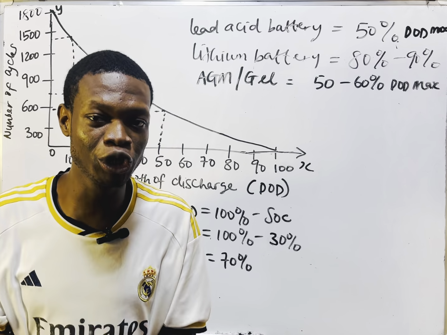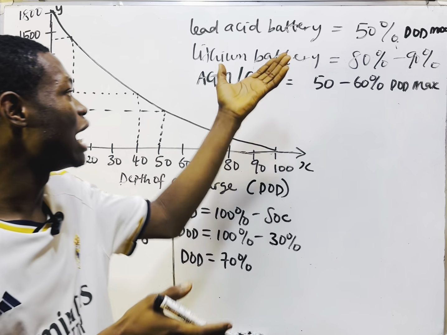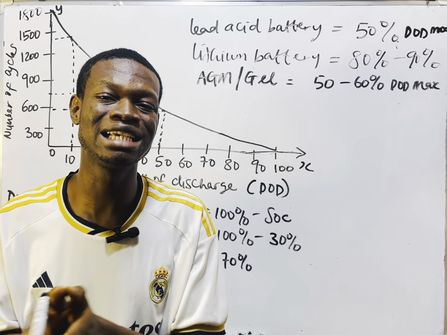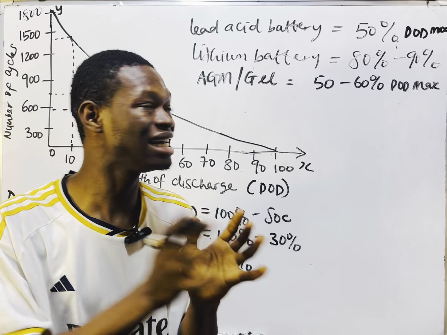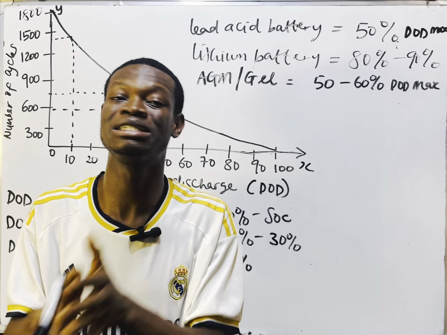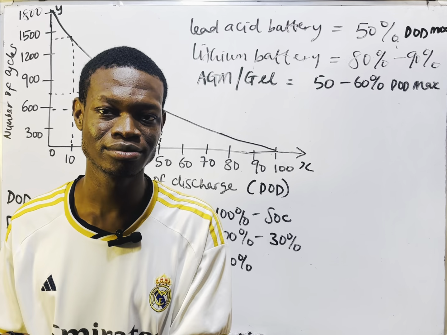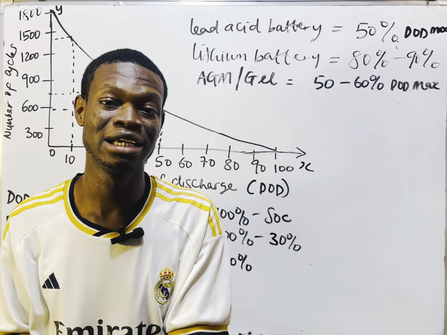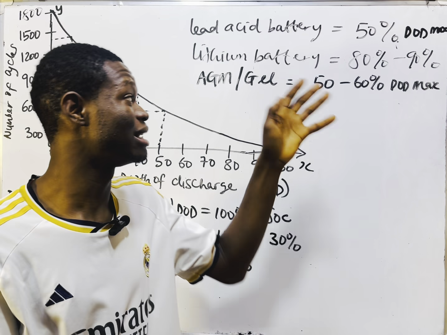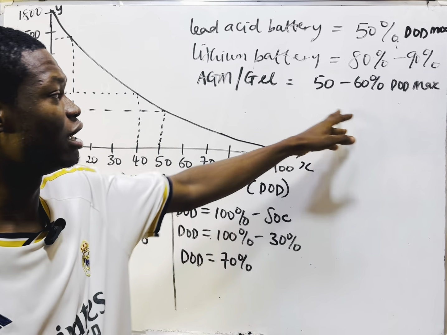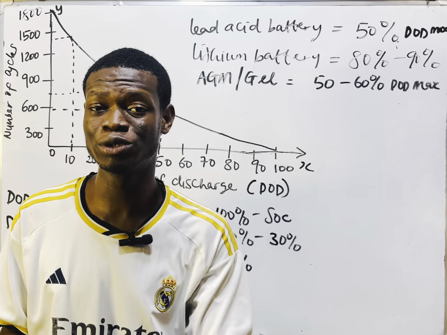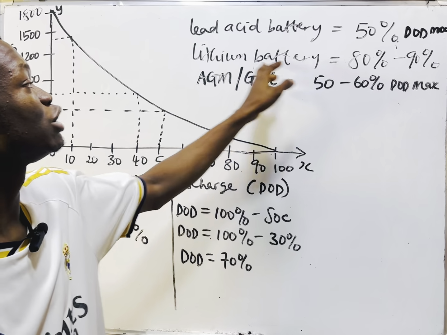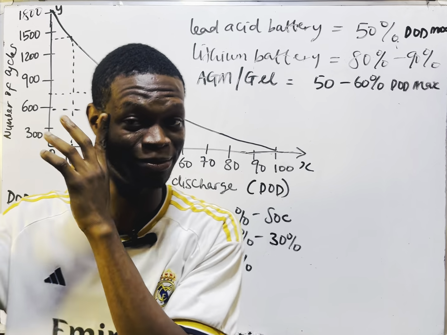But if you set it medium, your battery will last for you. I wrote it on the board here. For lead acid battery, the standard depth of discharge is 50%. That's lead acid batteries. All these flooded tubular batteries are at 50% maximum. Then for AGM battery, absorbent glass mat battery, and gel battery, the depth of discharge is 50 to 60% maximum. Now for lithium battery it is 80% to 90% maximum.